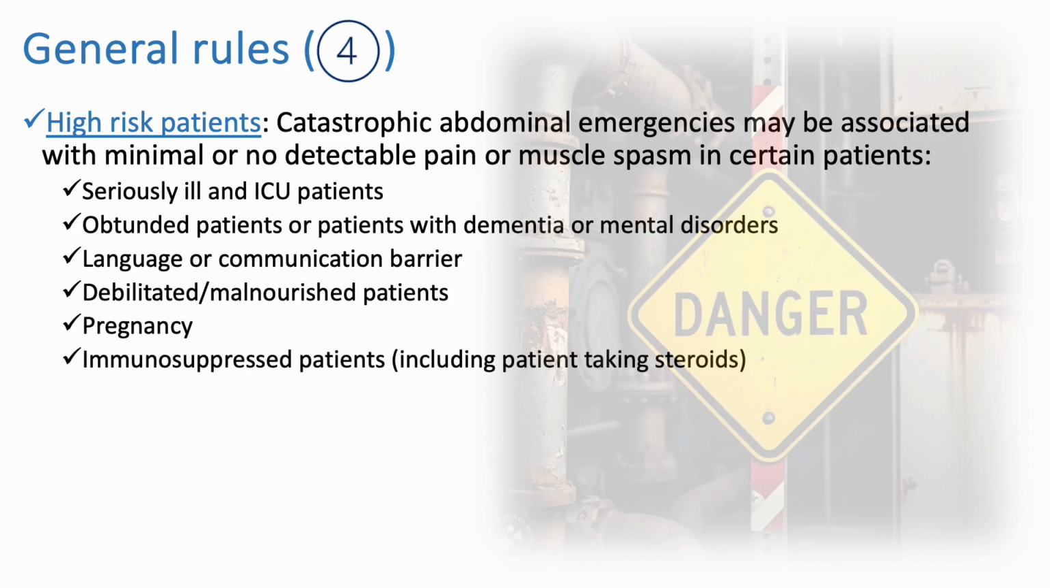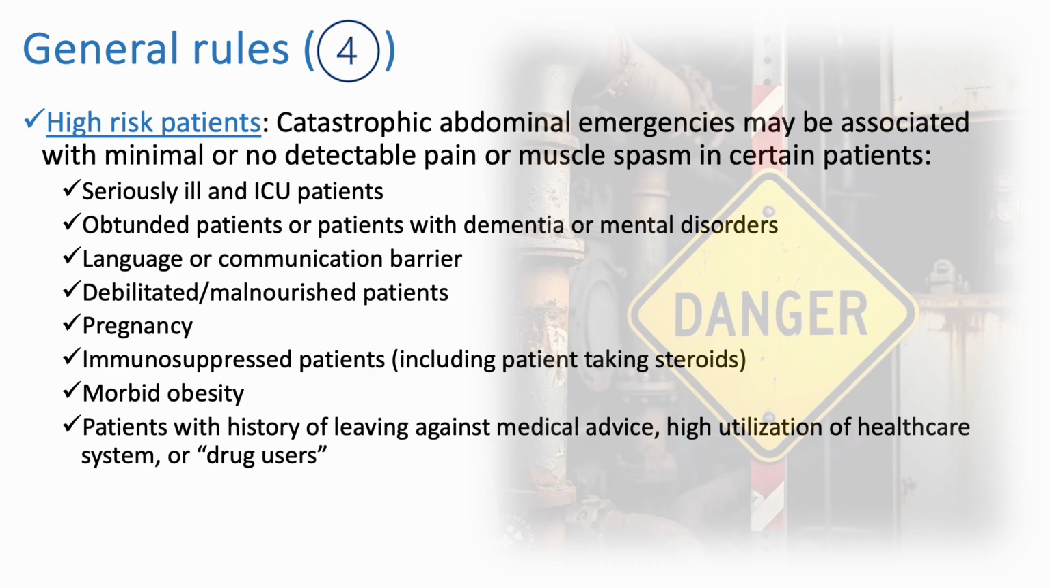Patients who are immunosuppressed for any reason, including patients who are taking steroids. Again, these patients also might not show you all the acute and florid signs and symptoms of a catastrophic cause of abdominal pain. So pay close attention to them. Morbid obesity, they might also not show you all the clear signs of peritonitis when there is peritonitis. And difficult abdominal examination is not uncommon in these patients, so you need to be careful with them.